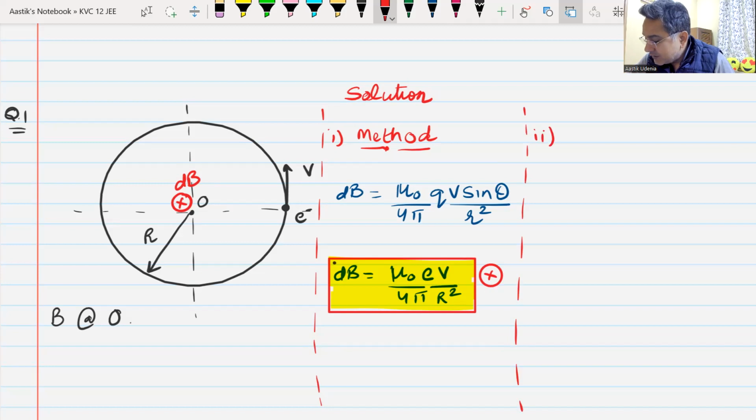There is one more way in which you could have solved the same question. What is that one more way? This charge is moving in a circle. Charge moving means it is a current. It is a circular current carrying wire. What is the magnetic field at the center of a circular current carrying wire?